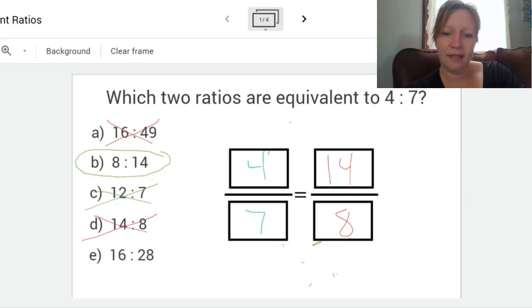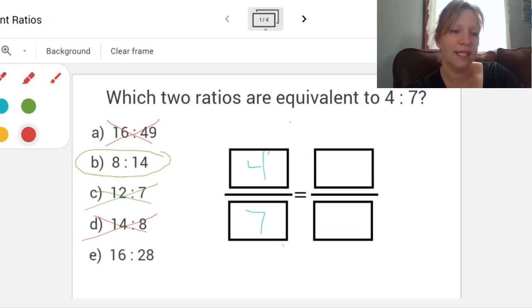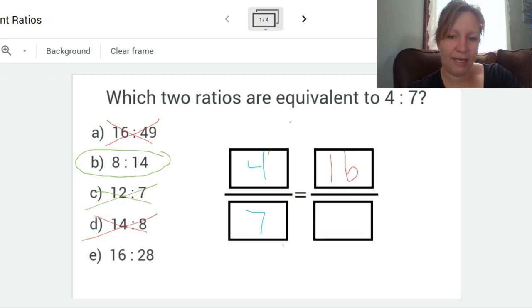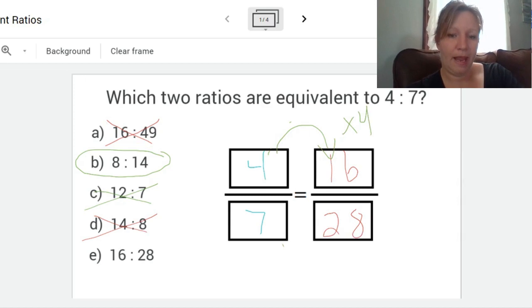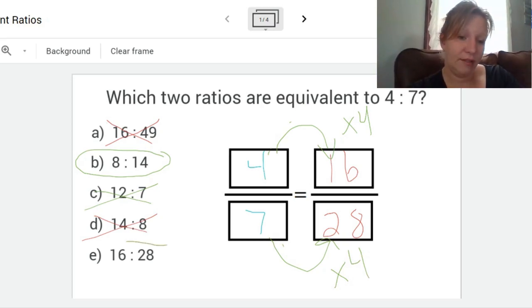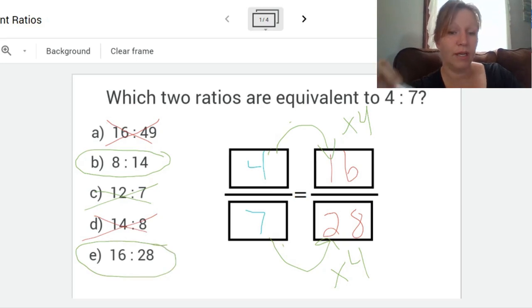Okay, and then the next one, the final one. I'm going to assume it's the answer since it says which two ratios, but let's go ahead and try it out. So we have 16 and we have 28. You need to ask yourself, what am I doing to 4 to get 16? Timesing 4. And what am I doing to 7 to get 28? Timesing 4. Since I'm multiplying the top and the bottom by the same number, that is truly an equivalent fraction, or an equivalent ratio.